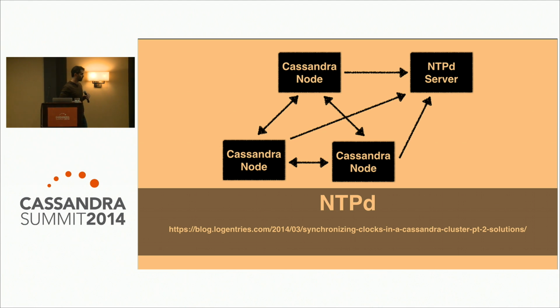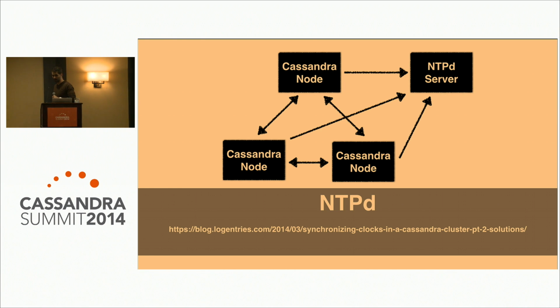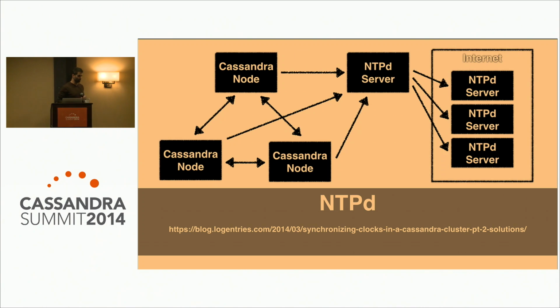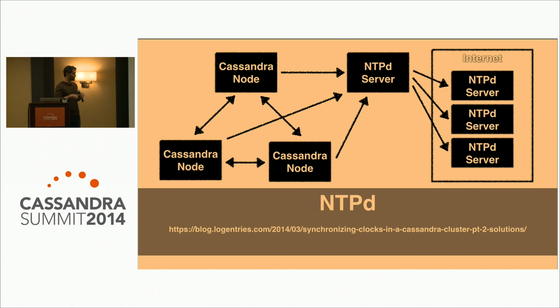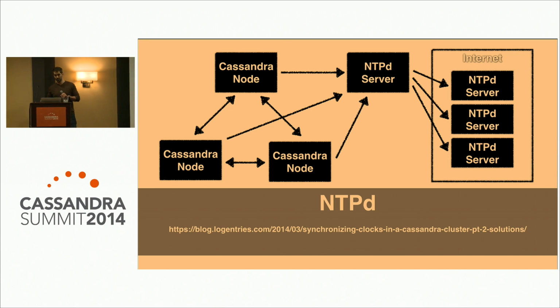Now, we already deploy a node for the service broker, so we just co-locate that NTPD server on the service broker. Now, in order to make sure that that's accurate with respect to the internet, that one service broker then homes up to whatever NTPD server you set in the Ops Manager configuration up in the internet.